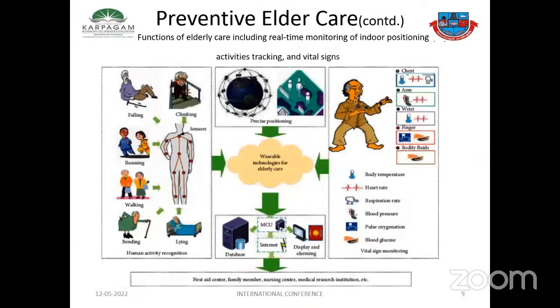The preventive elder care system consists of several functionalities. These are the functions of elderly care, including real-time monitoring of indoor activities, and tracking and recording the vital signs. The first layer is based on the sensors. The second layer is based on the networking activities, that is precise positioning. By using wearable technologies, we can connect with the cloud to process the content and sensor data, store it in the database, and display alarming signals when there are any changes in vital signs of the elderly people.